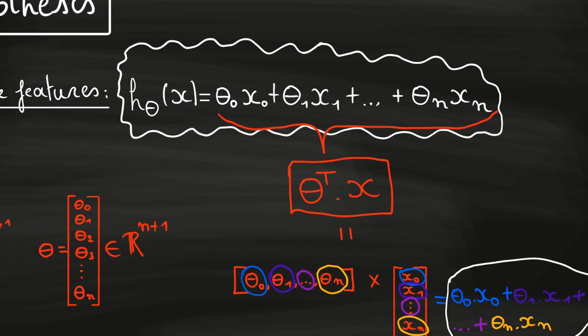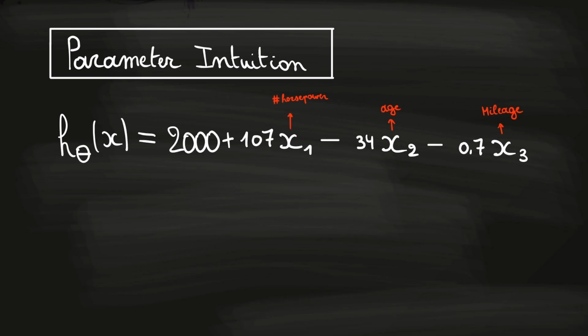And as you see, it's exactly the same as our hypothesis. Now before we end this part, I want you to get a more natural feel of what the parameters theta stand for. Let's say we have this hypothesis, with x1 the amount of horsepower, x2 the age of the car and x3 the mileage of the car. We see that the hypothesis predicts that the base price of a car is $2,000, and for every additional horsepower, the price of the car goes up with some value. The age, on the other hand, will reduce the price of the car with some value, and also for every additional mile the car has, the price will also go down a little bit.